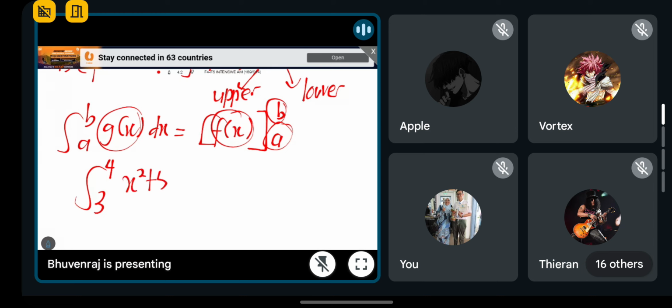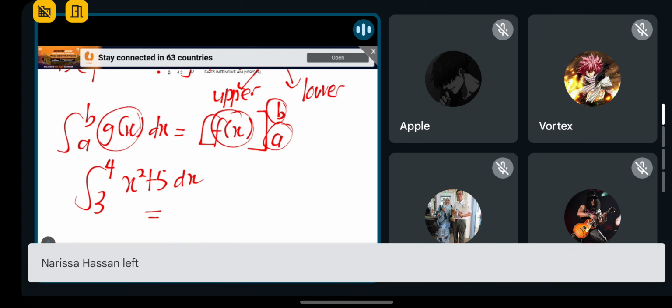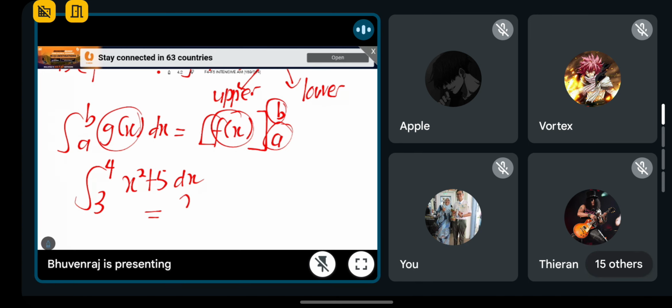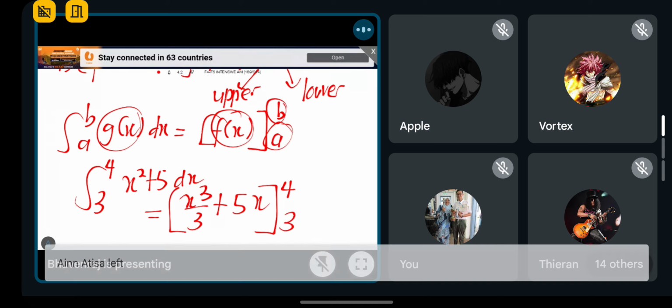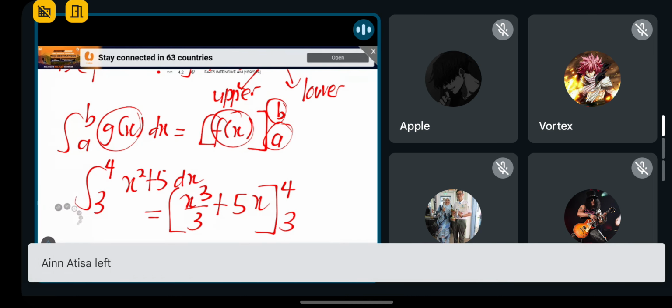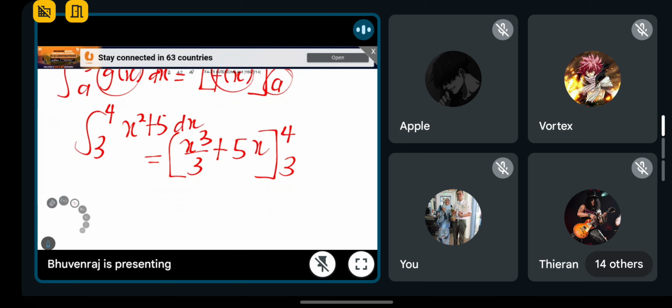So let's say my function is like this. First thing, you have many ways to solve this. My advice, try to separate this one. So when you integrate, you will get this one. Sorry, x cube over 3 plus 5x. This is the integration. Then substitute your upper limit and lower limit, and then you put the numbers in.